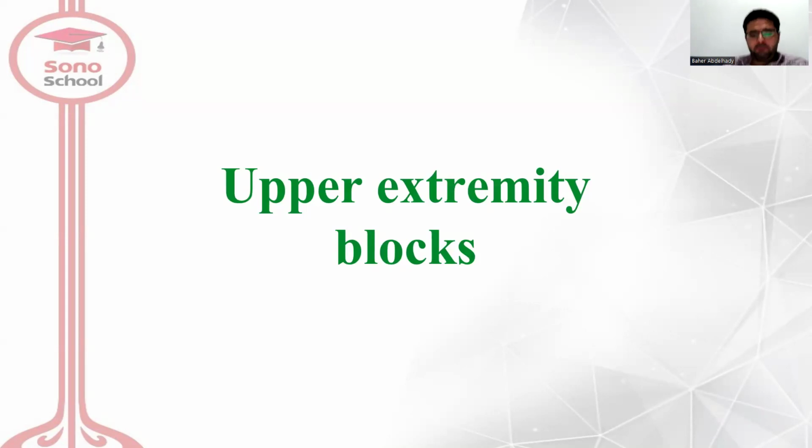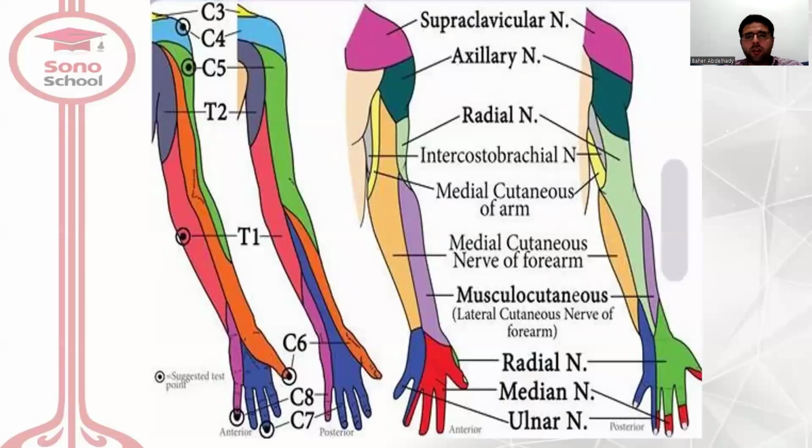Upper extremity blocks. Usually in anesthesia, we give a supraclavicular block or interscalene block. However, according to the SonoSchool curriculum, we will demonstrate the nerve blocks for wrist or hand surgery or painful conditions. If we look at the anatomy, here is the anatomical distribution or dermatomal supply of the hand.